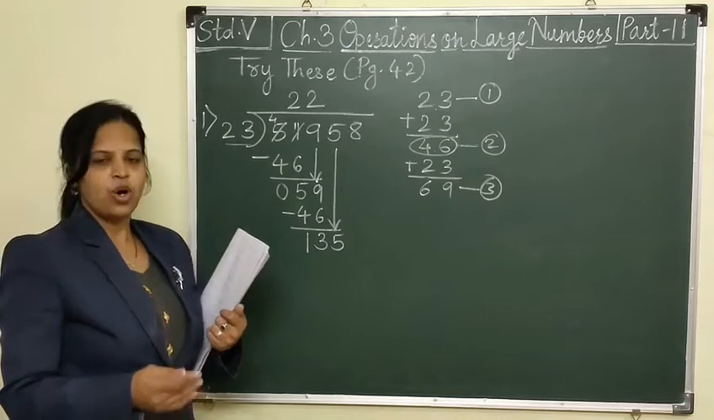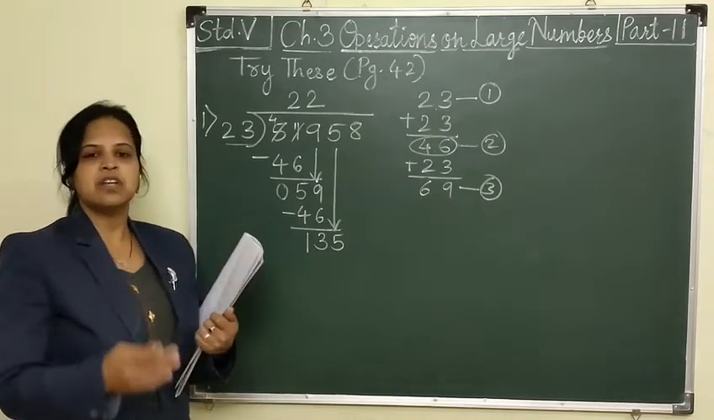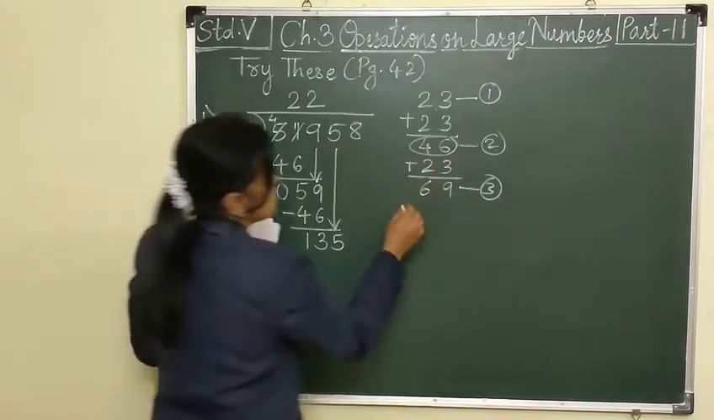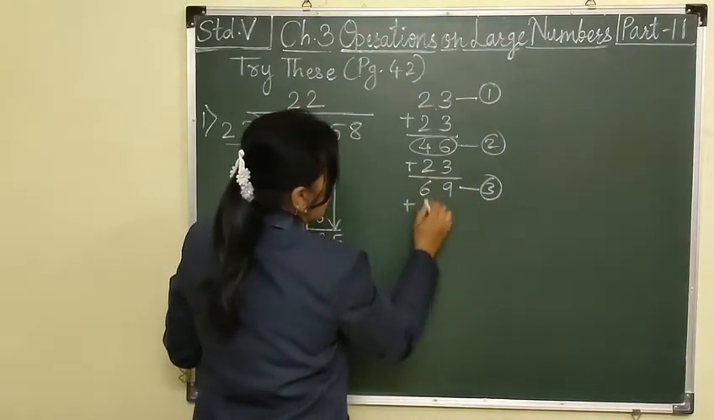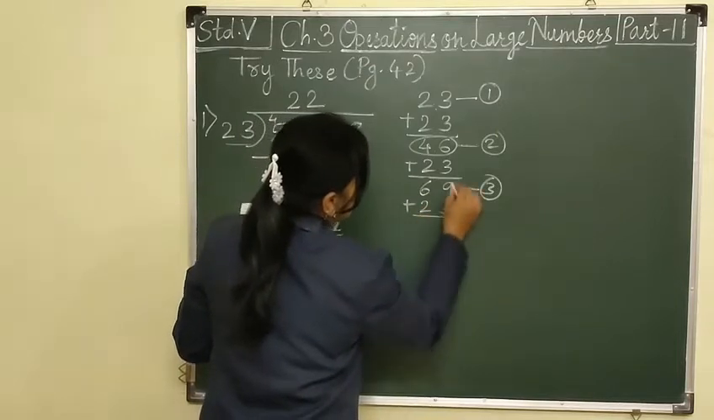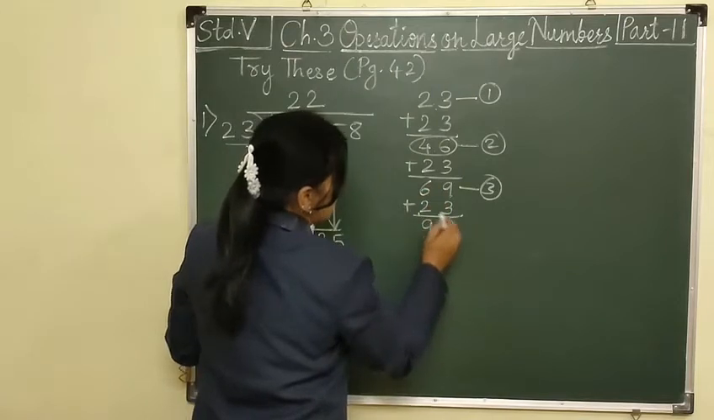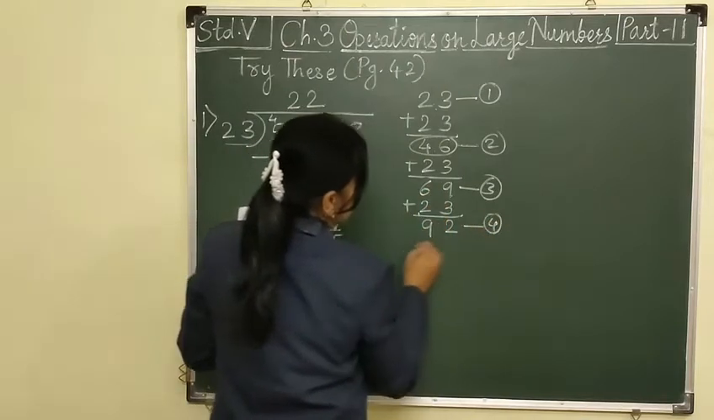We should prepare the table till we get a number greater than this 135. So let us move towards this table. Again you add 23 in it. 9 plus 3, 12, 1 is carried. 6 plus 2, 8, 8 plus 1, 9. This is 4 za.